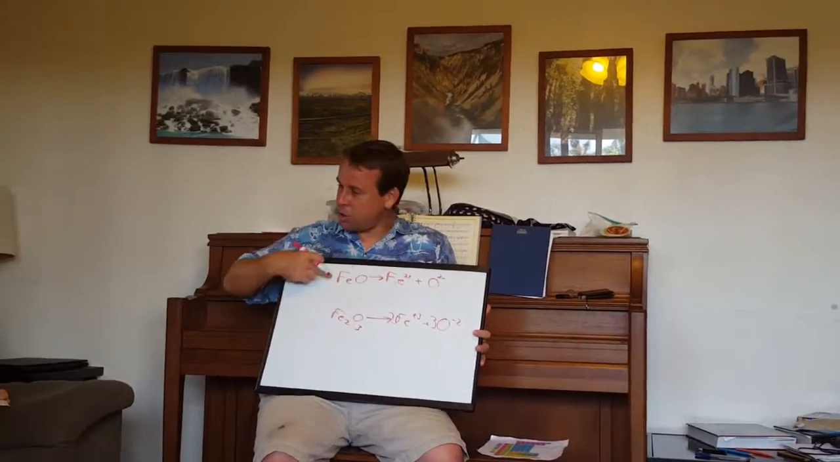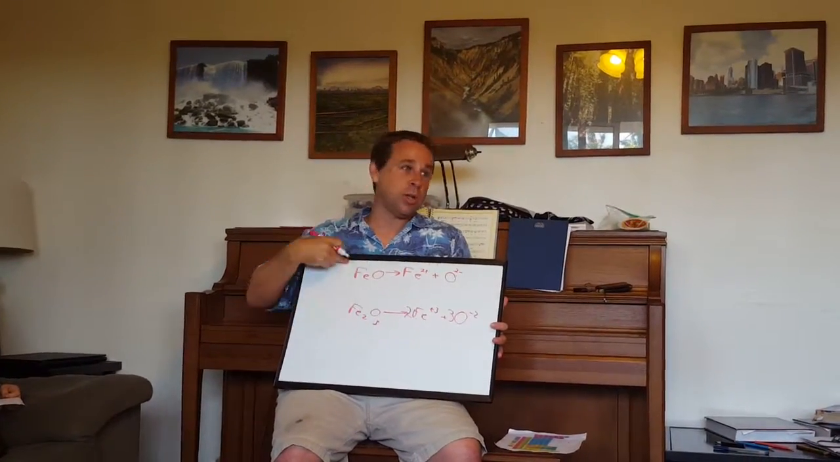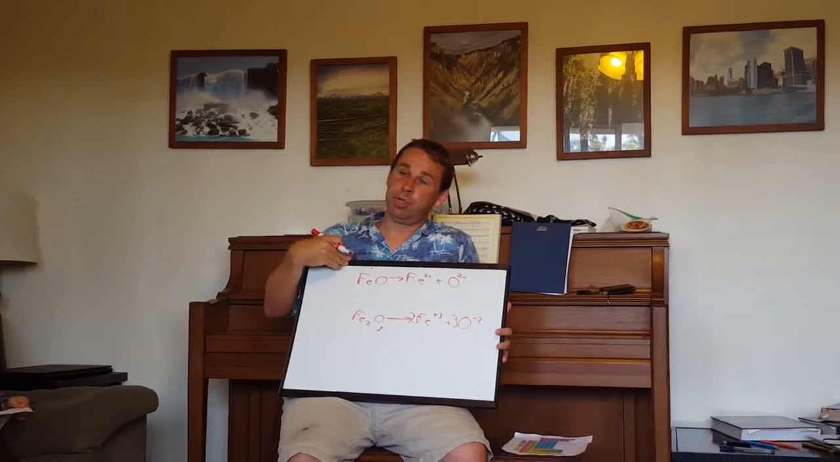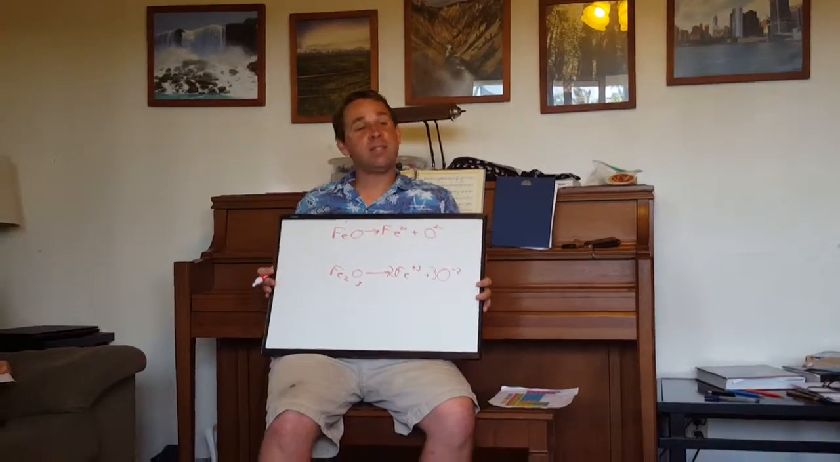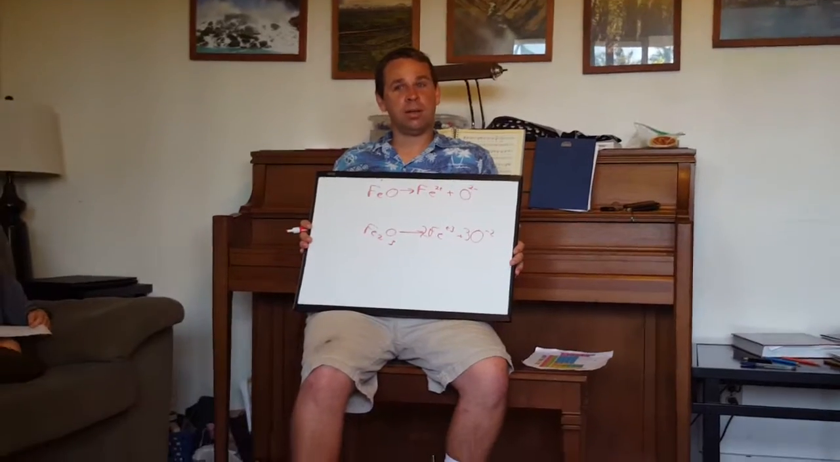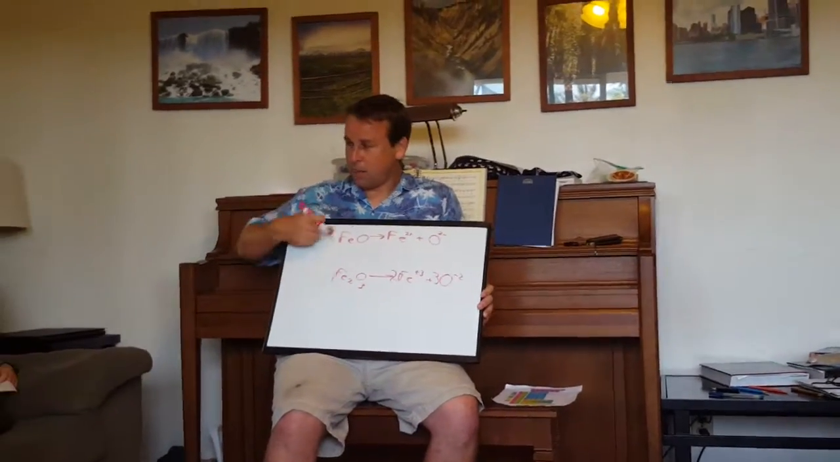So now we know how to differentiate between the different kinds of compounds: iron 2, iron 3, molybdenum 2, molybdenum 4, based on the charge that the cation or the metal has.